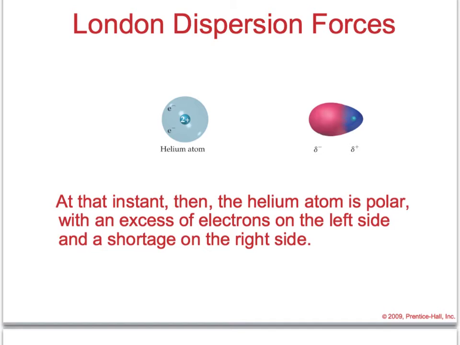Miranda, read this. At that instant, then, the helium atom is formed with an excess of electrons on the left side and a shortage on the right side. Normally helium is nonpolar, but at that instant, for like one second, it behaves like there's a polarization. It comes and goes. Is it specifically in helium? If it is on any molecule, as long as it's non-polar.